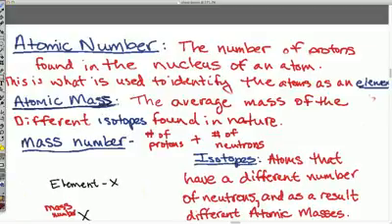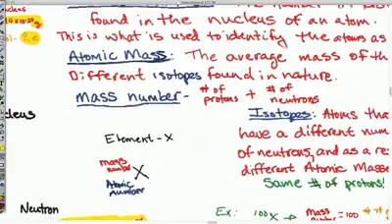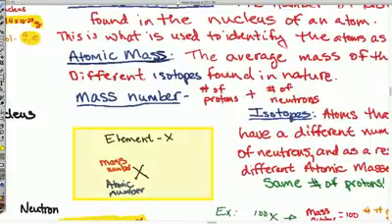Typically, the way you'll see the element written is like this. Let me highlight this. So this yellow box that just popped out. You're going to have whatever element it is. You're going to have the mass number up here, and you're going to have the atomic number down there. Okay, and in doing so, we have a way to calculate the numbers of different subatomic particles.